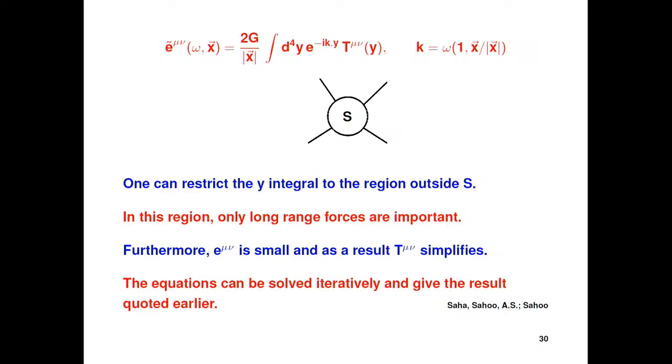So, the result for T mu nu simplifies, and the equations can be solved iteratively, and that is what gives the result that I quoted earlier. In fact, the first iteration gives you the memory term, the second iteration gives you the 1 over u term, and the third iteration gives you the 1 over u square log u term. So, that is the way we solve these equations.